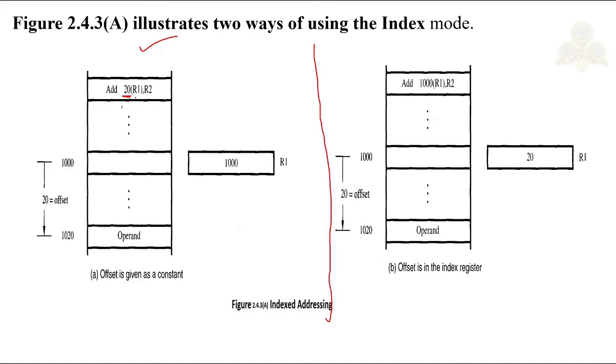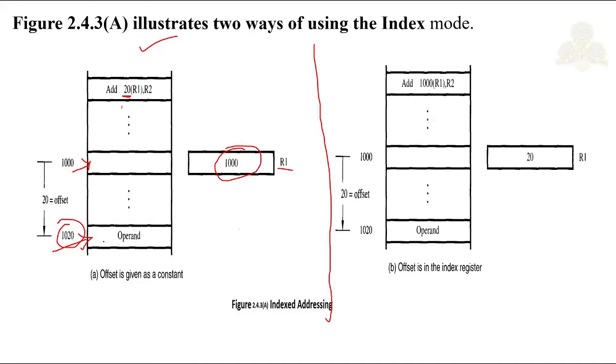First we check the content of R1. What is present in R1? 1000 is present. What is 1000? It is a memory location, which is present here, right? Now what do you have to do? You have to add 20 to this location. So how much is the answer? 1000 plus 20, you have 1020. Again, this 1020 is a memory location and it is present here.